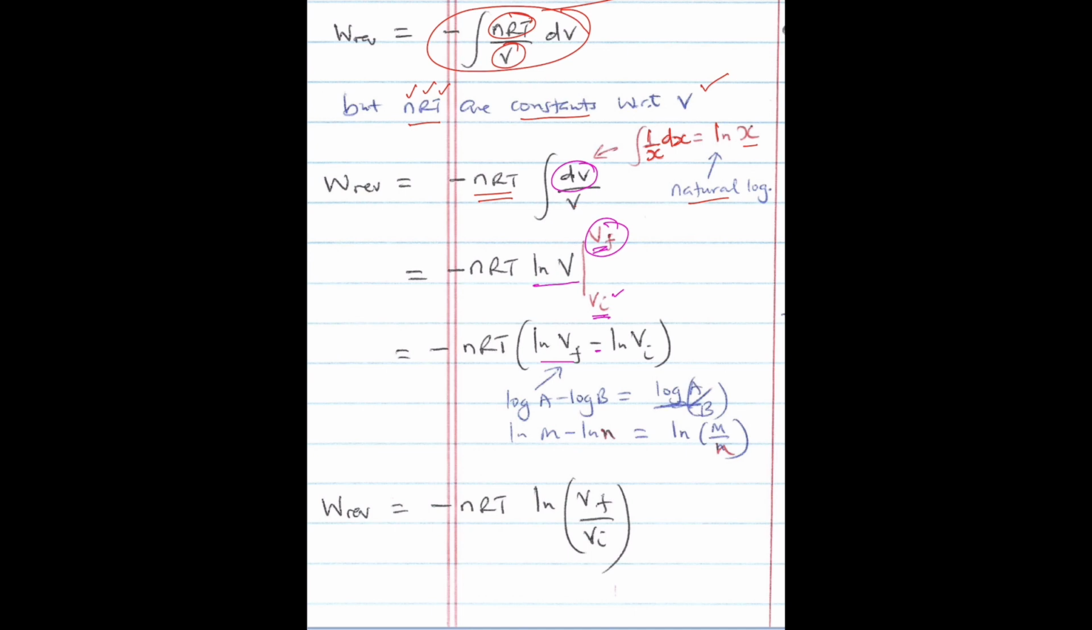Now again from math, if we say log of A minus log of B equals log of A divided by B, we can apply the same thing. Natural log and logs are similar; you handle them the same way. So natural log of VF minus natural log of VI will be equal to natural log of VF, that's final volume, divided by the initial volume. So now work reversible equals minus nRT natural log of V final divided by V initial.